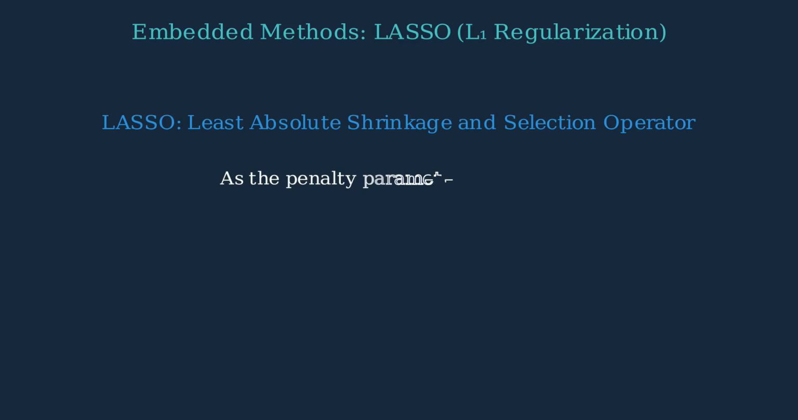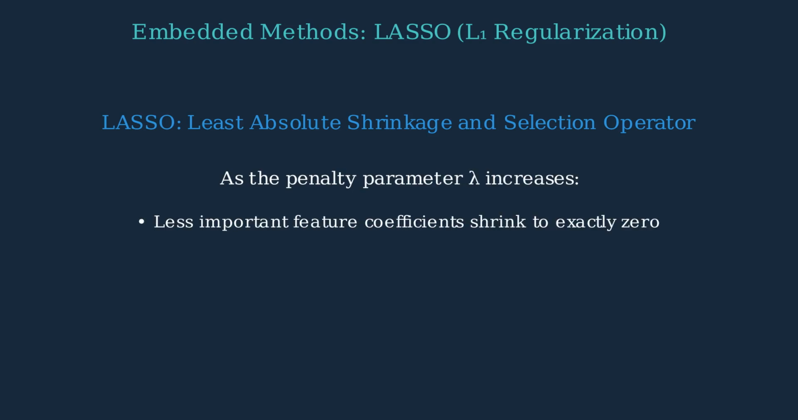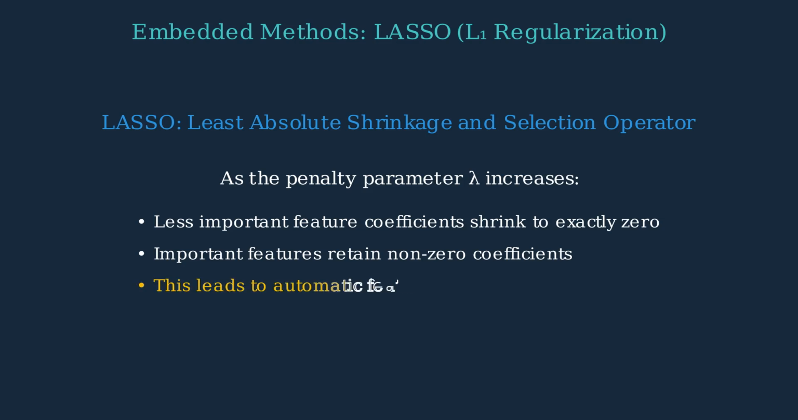As the penalty parameter lambda increases, LASSO shrinks less important feature coefficients to exactly 0. Meanwhile, important features retain non-zero coefficients, though they may be smaller than in an unregularized model. This naturally leads to automatic feature selection, as coefficients that reach 0 effectively remove those features from the model.